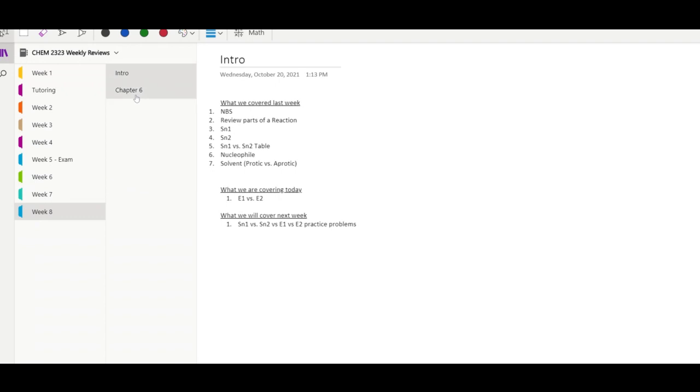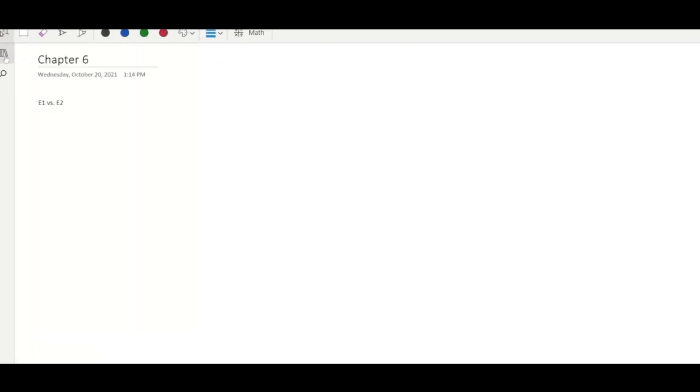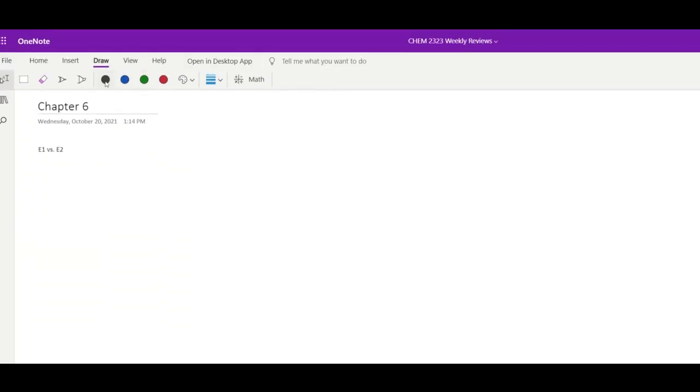All right, so let's get started with chapter 6. E1 and E2. Okay. So just like SN1 and SN2, E1 and E2 have some similarities and have some differences. Okay. And just like last week, I'm gonna do a table of the different factors that separate them. Okay. So first off, we are no longer talking about nucleophiles. We are talking about bases.